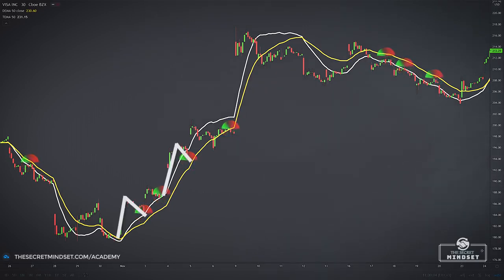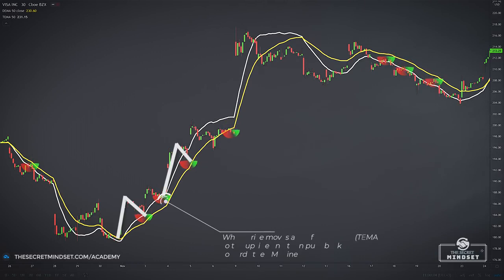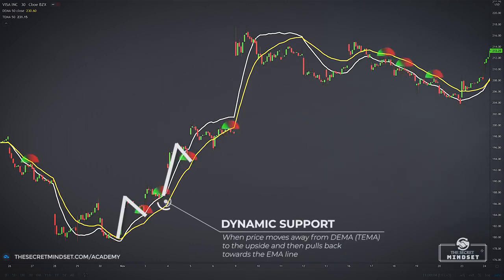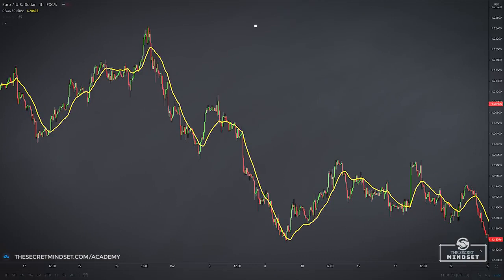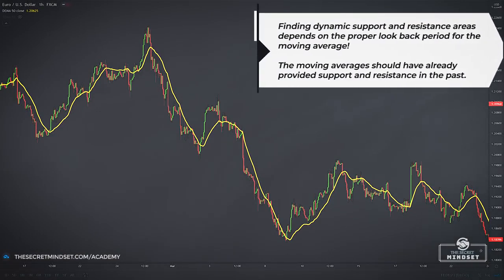When price moves away from these indicators to the upside and then pulls back towards the EMA line, it often creates an area of support. When price moves away from the EMA indicator to the downside and then pulls back towards the line, that interaction can create an area of resistance. Very important, this movement depends on the proper look-back period for the moving average.